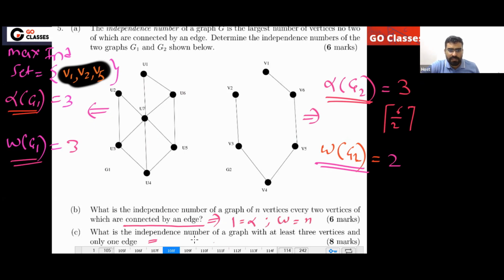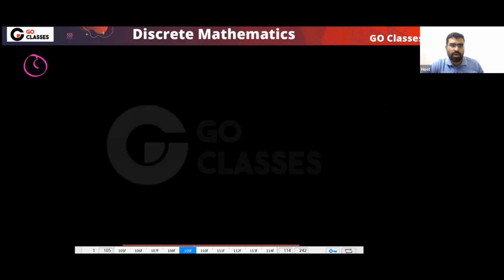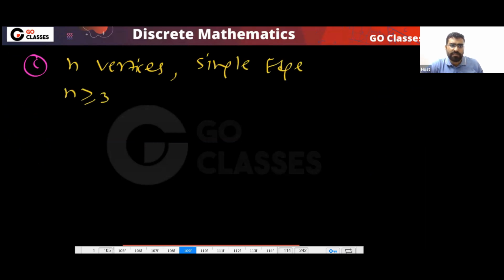Omega will be n. Independence number of a graph with at least 3 vertices and only 1 edge. What is the answer for this? There is only 1 edge and at least 3 vertices. So for example, you have n vertices and only a single edge, where n is greater than or equal to 3. This is your part C. So you have total n vertices like A1, A2, A3, A4 and so on, and there is only 1 edge.